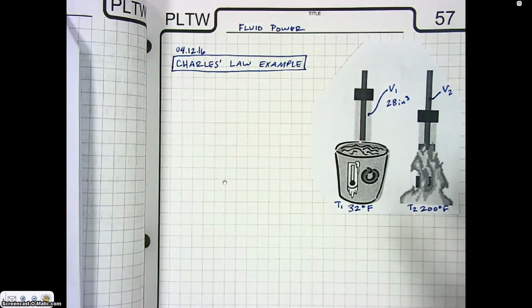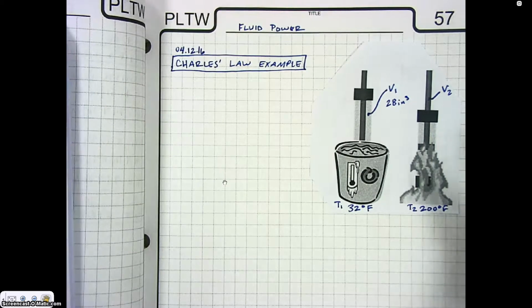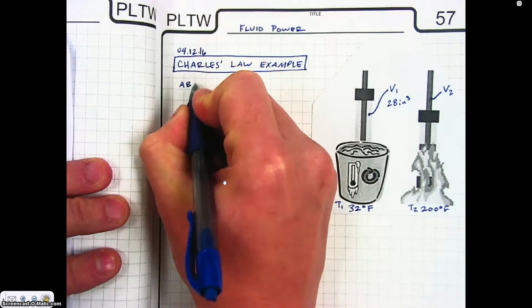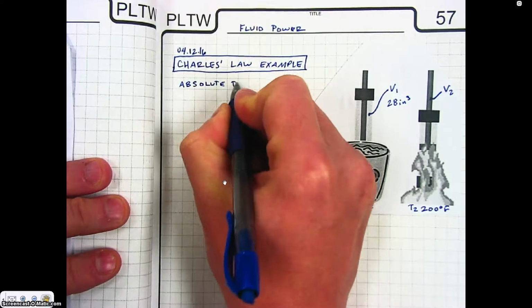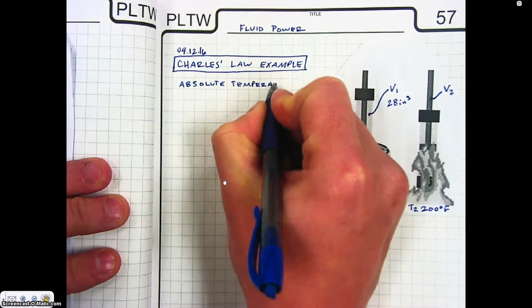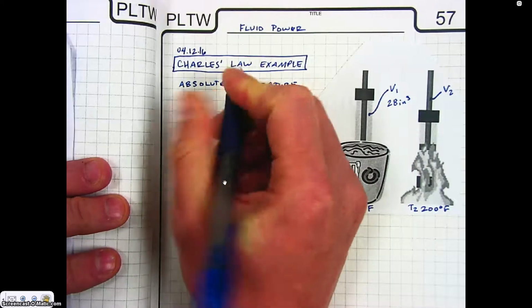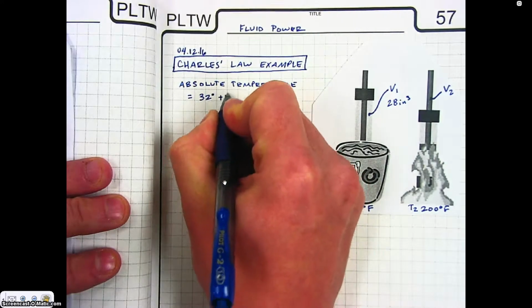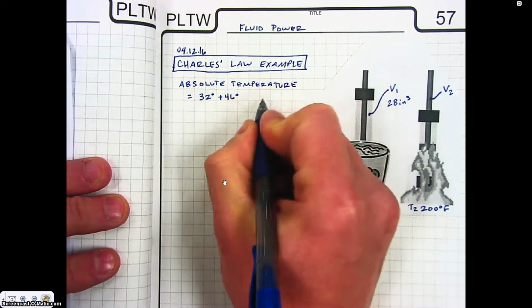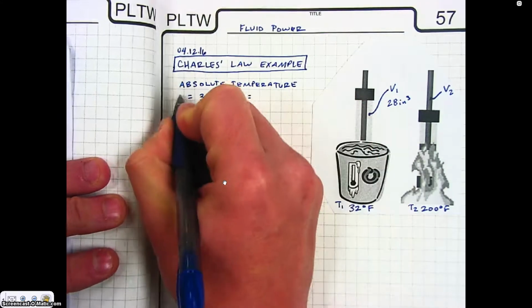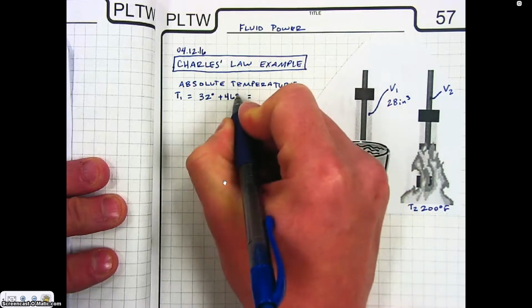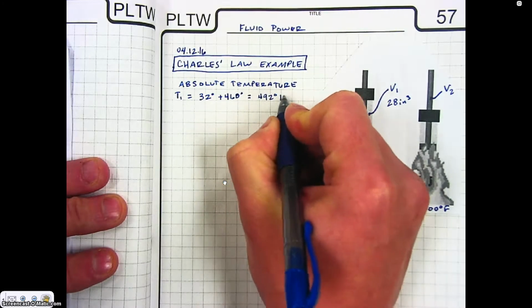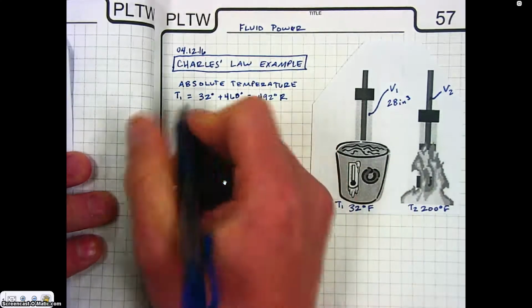Alright, so the first thing that we have to do in using Charles's law is convert our temperatures to absolute temperature. I'm going to do that right here. Absolute temperature is equal to the degrees Fahrenheit, 32 degrees Fahrenheit, plus 460 degrees. That gives us an absolute temperature for T1, which should be 492 degrees, and the unit is Rankine. Absolute temperature is degrees Rankine.